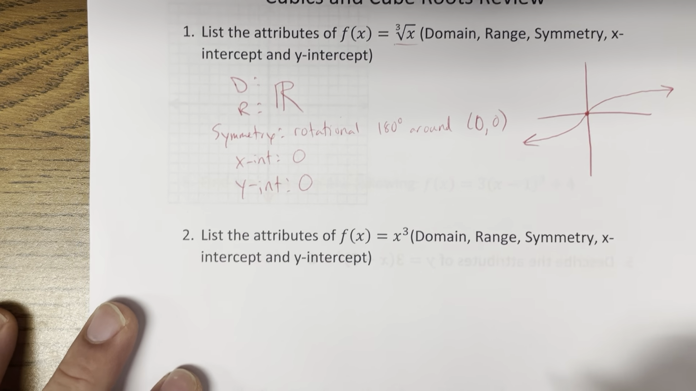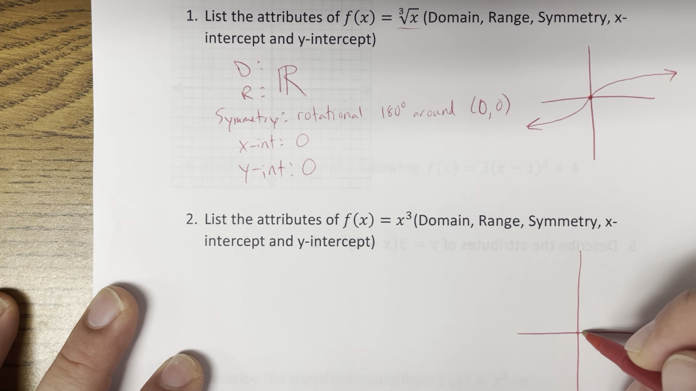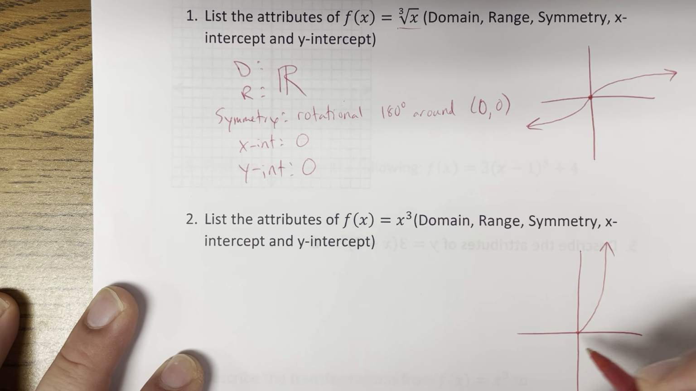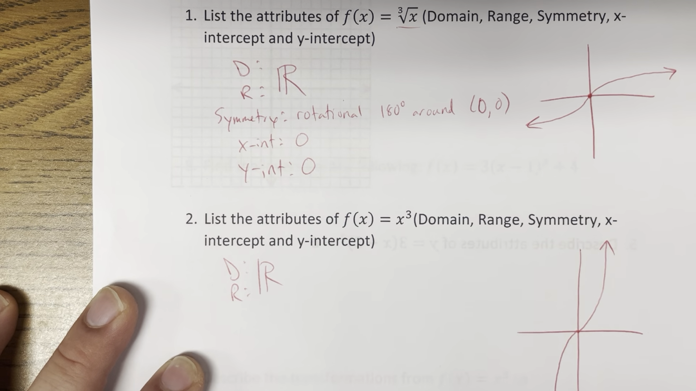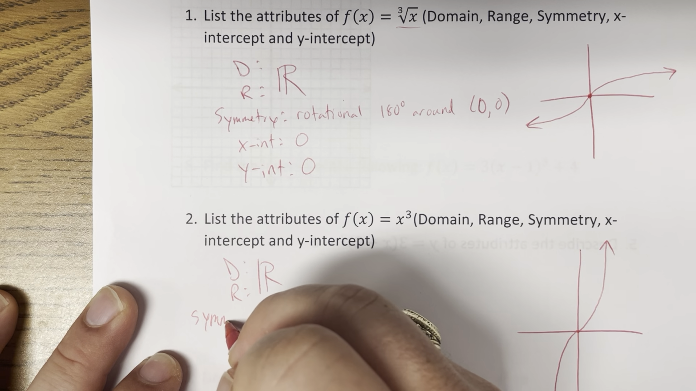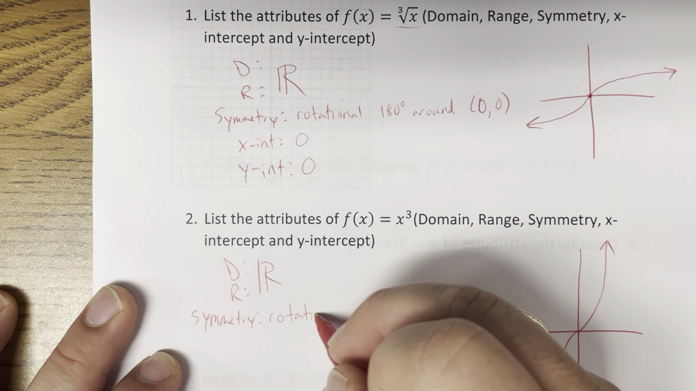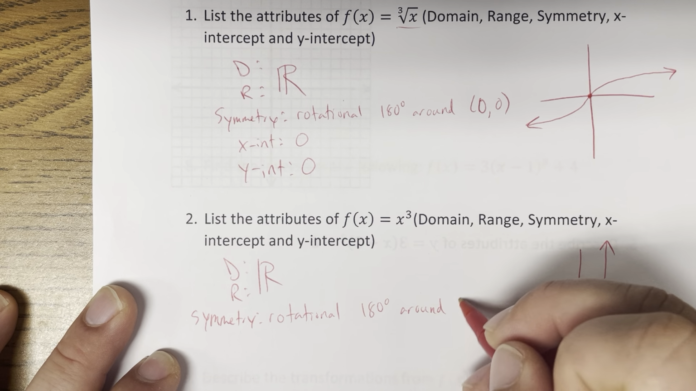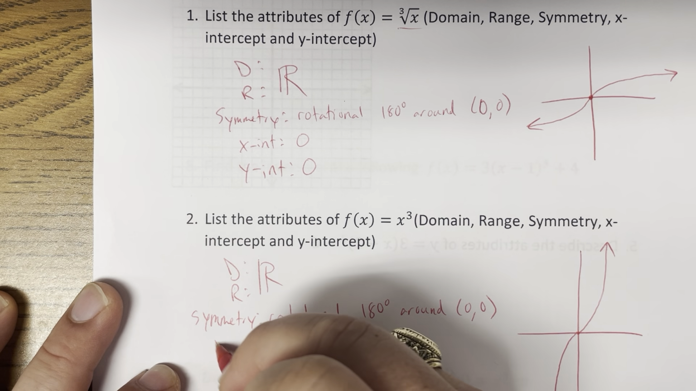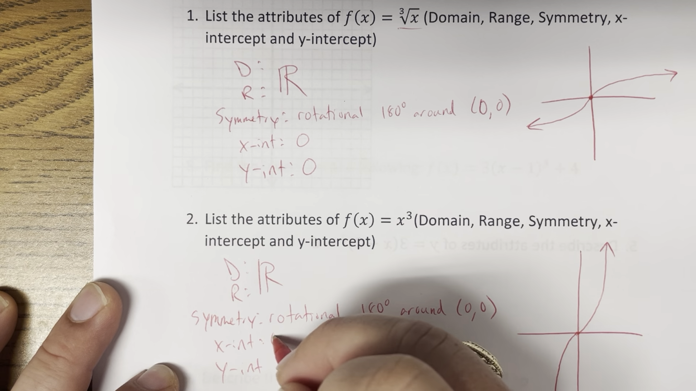Now let's do the attributes of the cubic. So the cubic looks just like this except vertical. It's going to start at (0, 0), the inflection point, and go vertically. My domain and my range again are all real numbers. My symmetry is the same as the cube root, rotational, 180 degrees around (0, 0). The x-intercept and the y-intercept again go through 0.